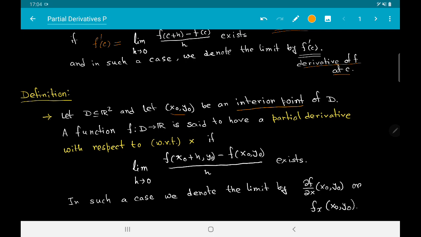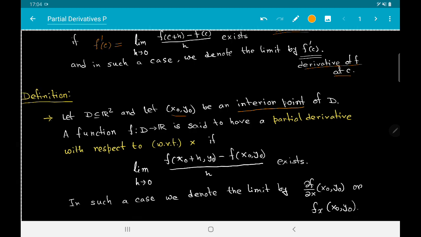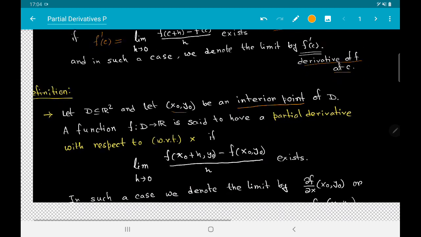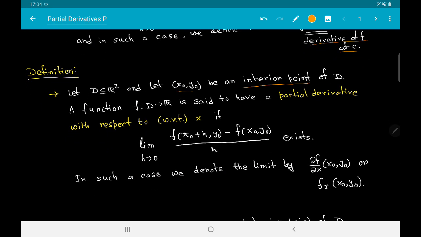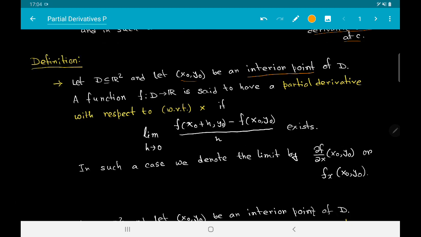I will come back to why we need an interior point, or more generally why we do not need an interior point in order to define the notion of partial derivatives, in a moment. So a function f from D to R is of course a function in two variables because D is a subset of R2. The function f from D to R is said to have a partial derivative with respect to x at the point x0 y0 if the following limit exists.